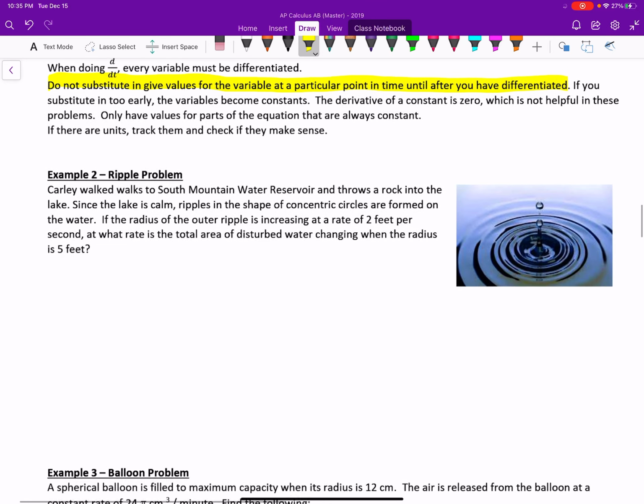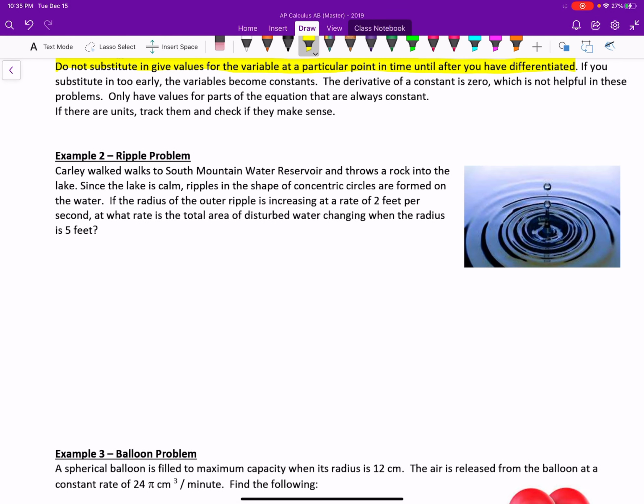Okay, all right. So Carly walked to South Mountain Water Reservation and throws a rock into the lake. Since the lake is calm, ripples in the shape of concentric circles are formed on the water. If the radius of the outer ripple is increasing at a rate of 2 feet per second, at what rate is the total area of disturbed water changing when the radius is 5 feet?